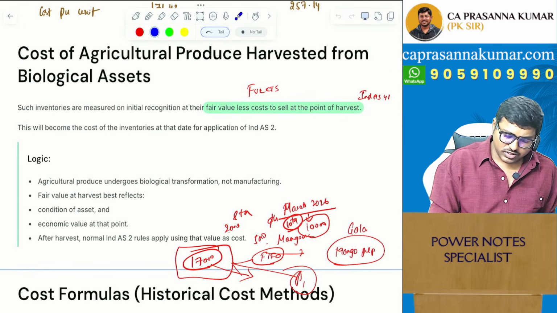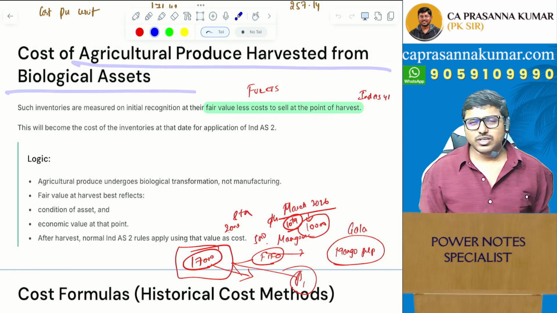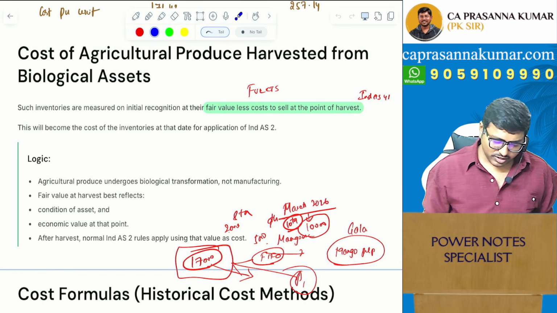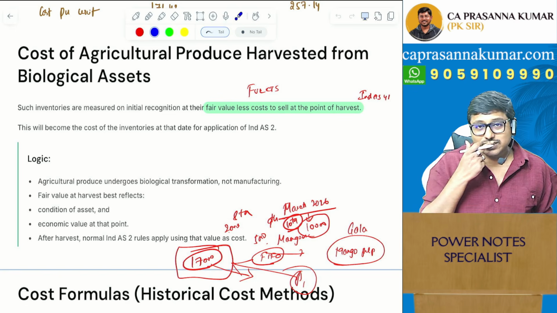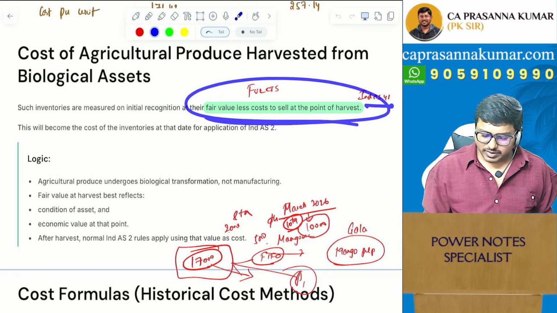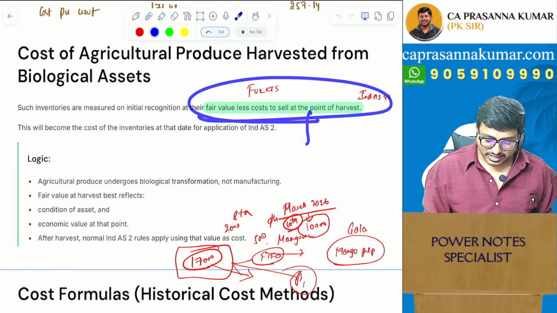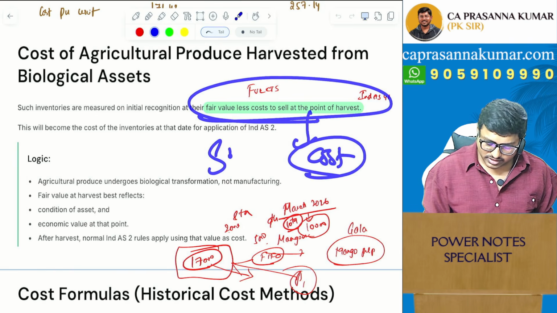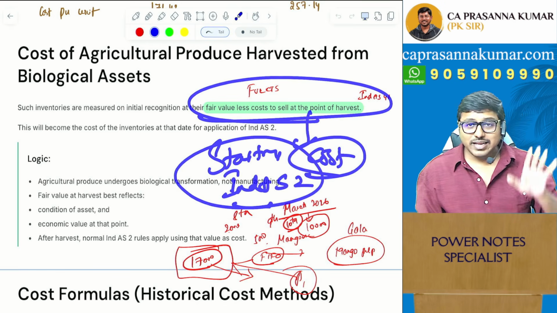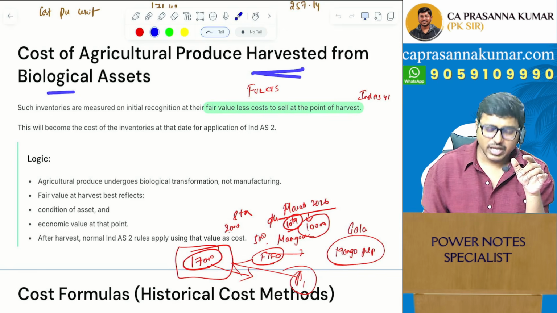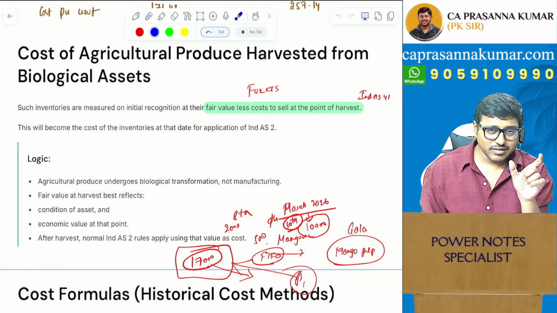Another one is cost of agricultural produce harvested from biological assets. You know that all these things are covered by Ind AS 41. Once you have got the biological assets, initially they are recognized at FELCTS as per Ind AS 41. This will be taken as the cost, and this is the starting point for Ind AS 2, and that is the ending point for Ind AS 41. So as per Ind AS 41, once you get the biological harvest, you'll be valuing that at FELCTS.